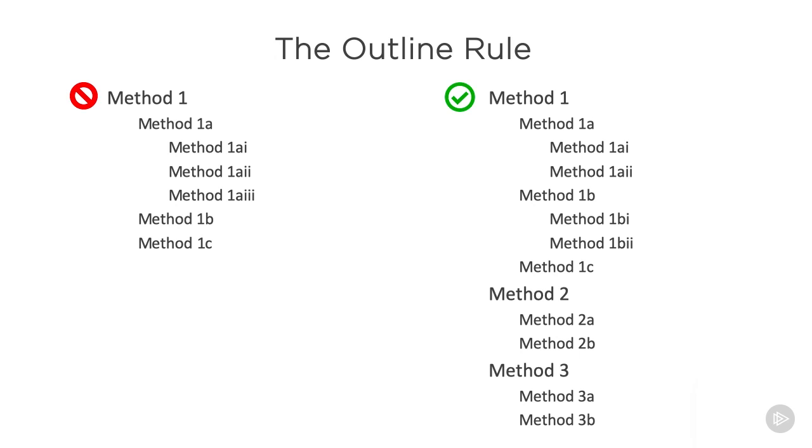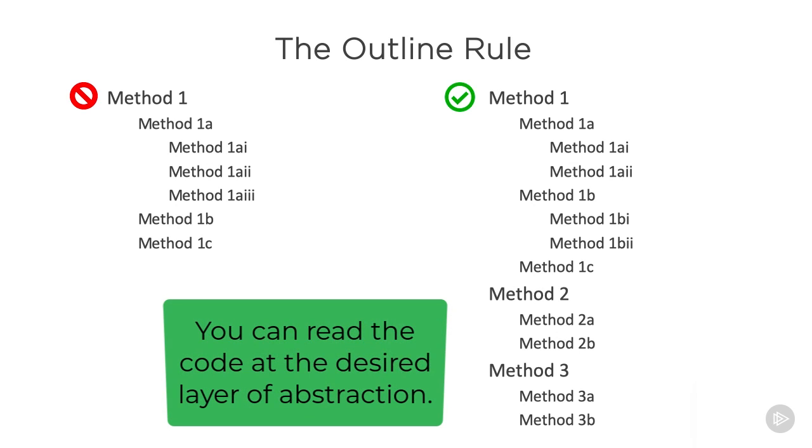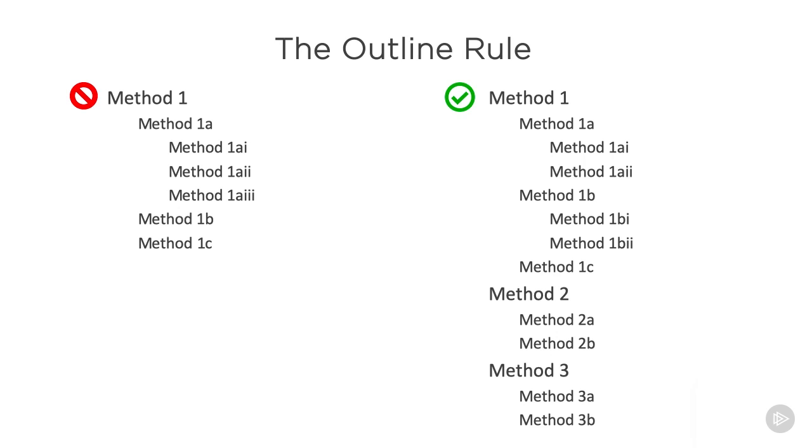When a class is designed to honor the outline rule, it's easy to review its functionality in the layer of abstraction that is most useful to your purposes and dig down to the right level of detail as needed. Now, this is a tricky concept to get right at first. In the next module, our demo will walk through implementing the outline rule in an example application.